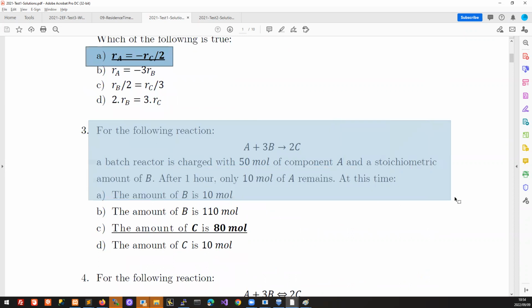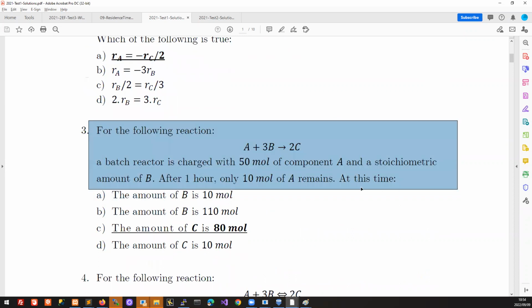And then here we have a batch reactor charged with 50 moles of A and a stoichiometric amount of B. So that means if we have 50 moles of A, we must have 150 moles of B. And then after 1 hour, 10 moles remain. So 40 moles of A has reacted. If 40 moles of A reacts, 80 moles of C will form. So the amount of C is 80.